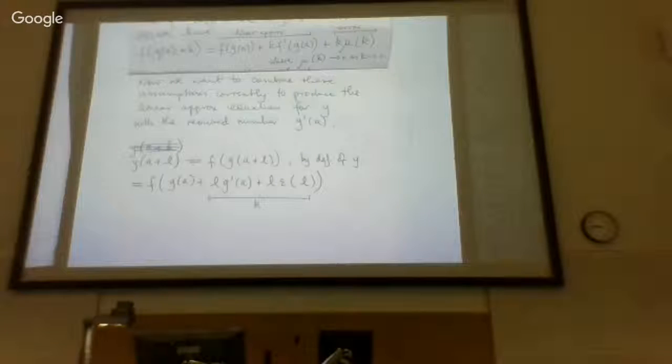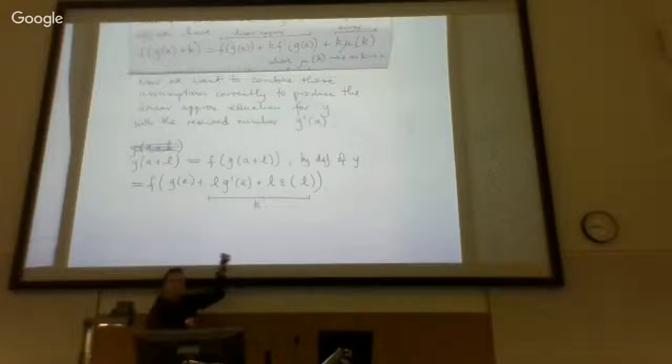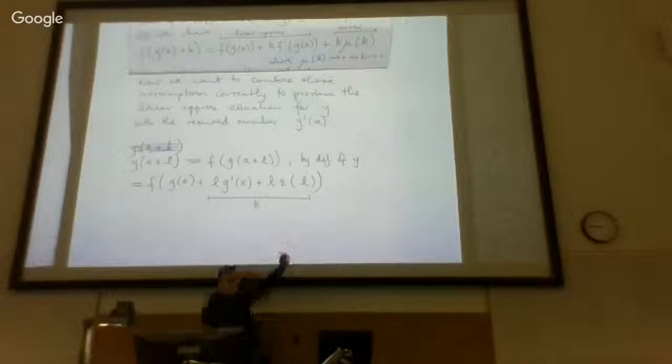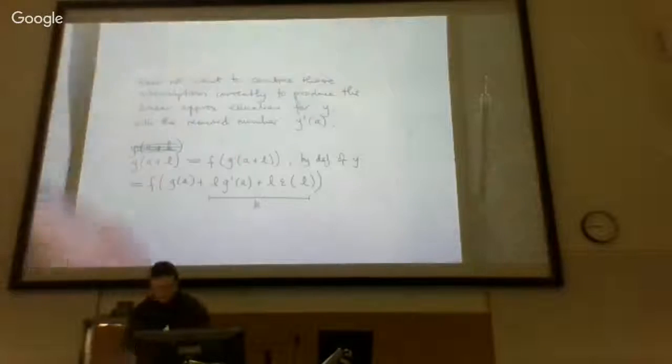The linear approximation form for f is something you can use when you're evaluating f at g of a plus a little bit. Well, here I am, indeed, evaluating f at g of a plus, okay, it takes a bit to write down, but it is a small number, because l was a small number. l is convergent to 0 in the process. And here you've got l times a constant, that's going to go to 0. And you've got l times this other function, and the other function epsilon of l also goes to 0. So this whole number is this small number. So that's my small element k.